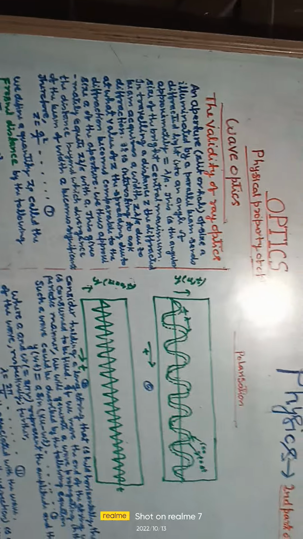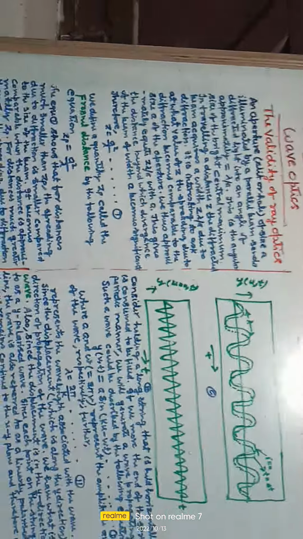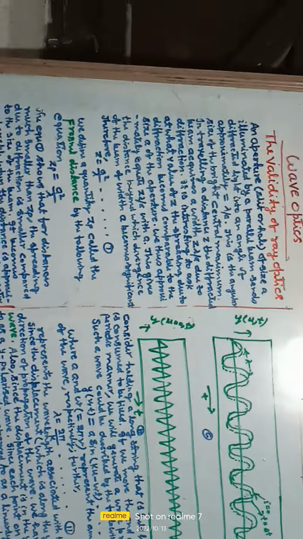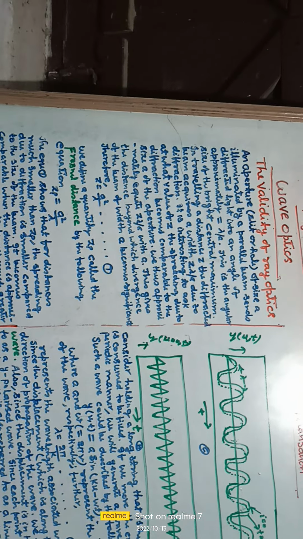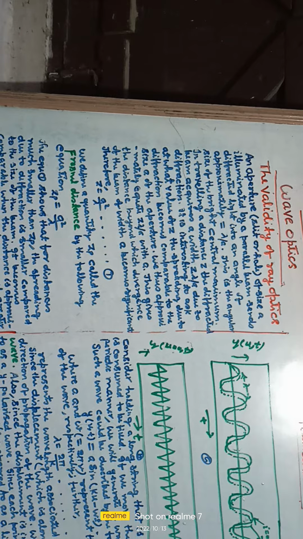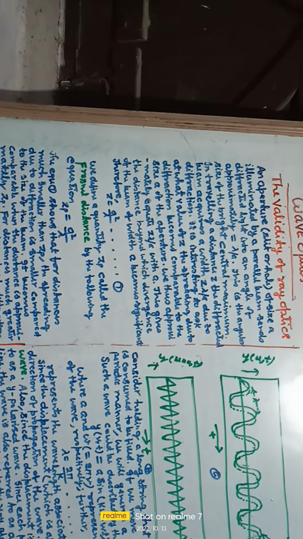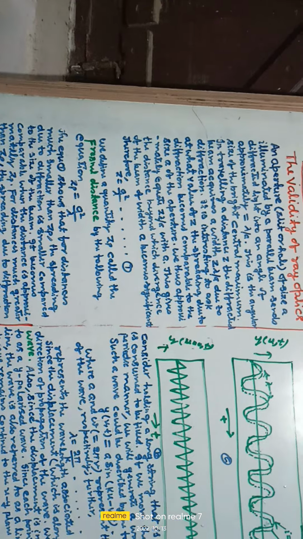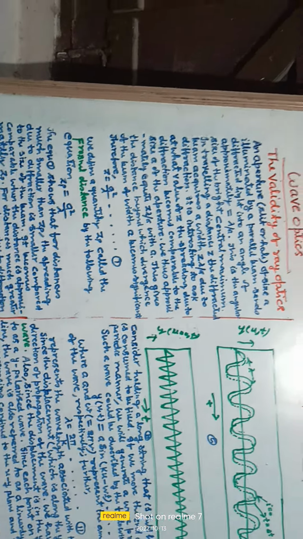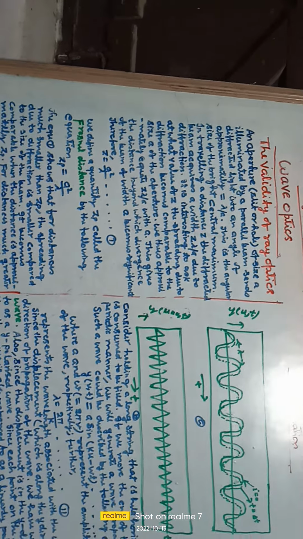Today we shall study the validity of ray optics in wave optics. An aperture, slit or hole of size a, illuminated by a parallel beam, sends diffracted light into an angle of approximately lambda by a. This is the angular size of the bright central maximum.